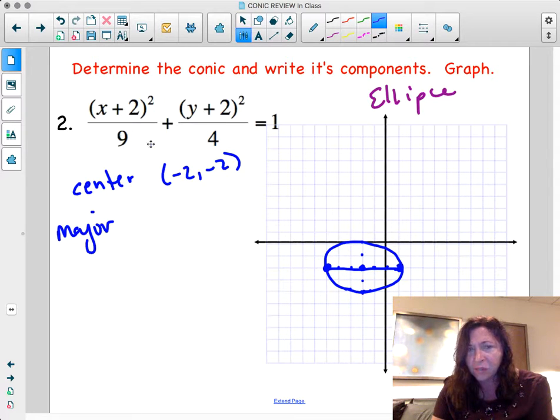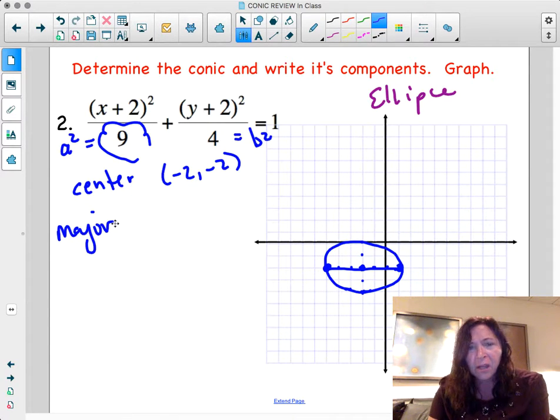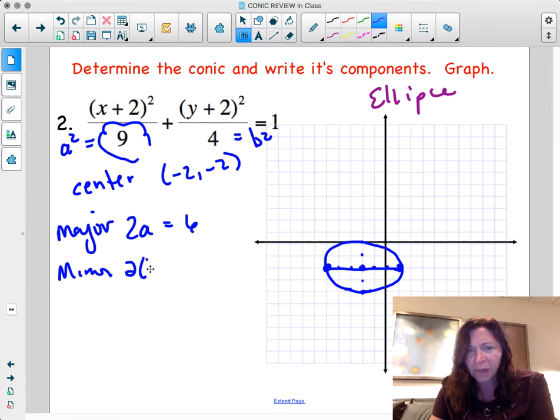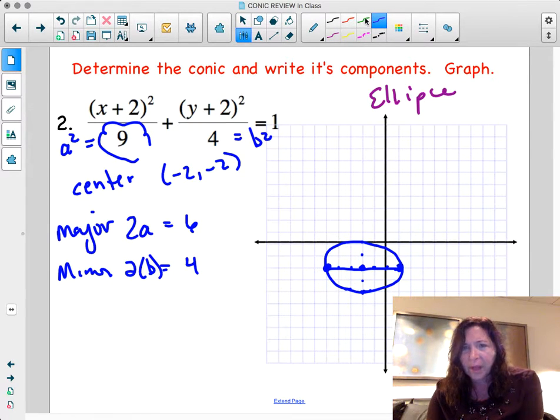That means this is larger, which means that is equal to a squared, and this one is equal to b squared. So my major axis being 2a, if a squared is 9, a is 3, so 2 times 3 is 6. My minor axis is going to be 2 times b. B squared is 4, so b is 2, so 2 times 2 is 4. You can also just count up and down.